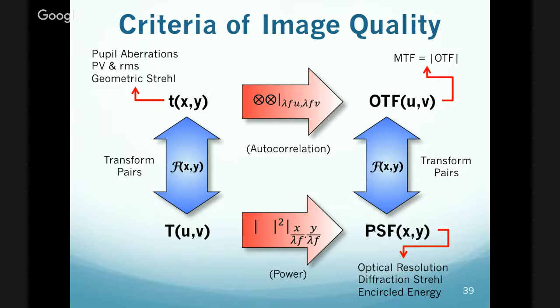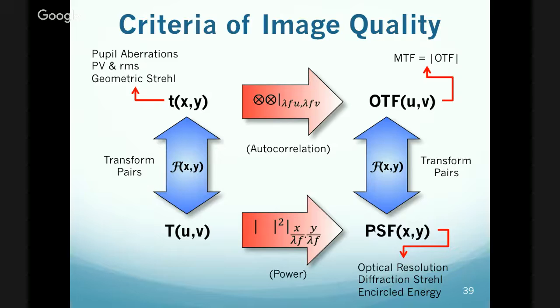And the PSF gives you optical resolution. It gives you the diffraction Strehl and encircled energy and those kinds of things. So all these things are really related, which is kind of cool. So it's important to understand that MTF just isn't something that sits out there all by itself. It's related to the point spread function, and it's related to the pupil aberrations of your telescope.